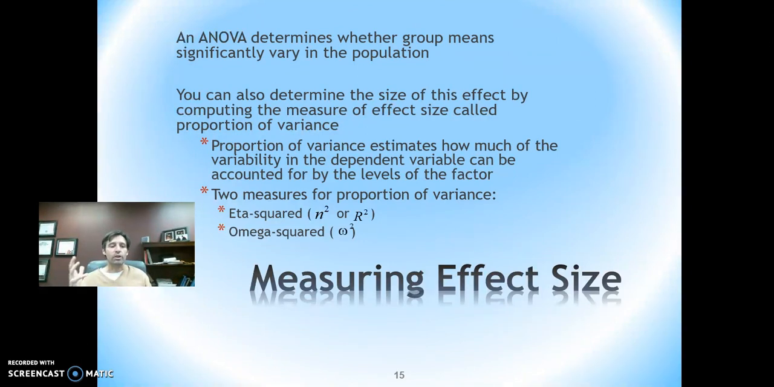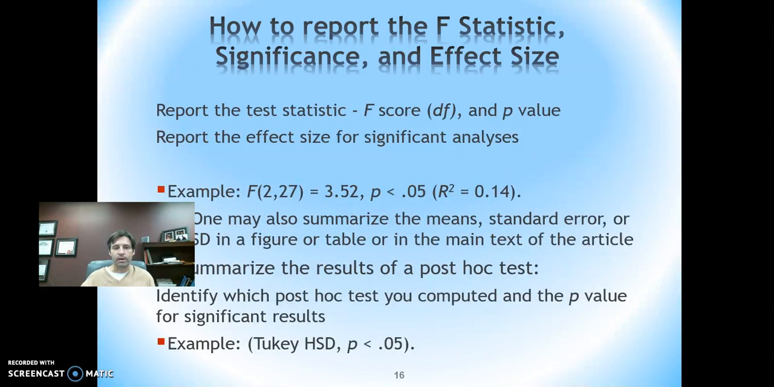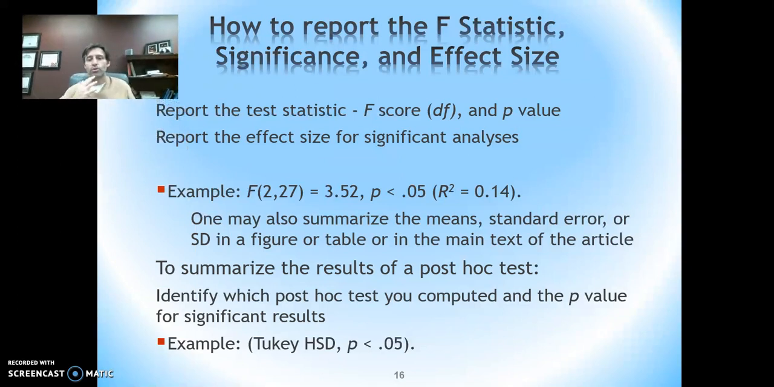ANOVA, again, is about comparing means and looking for differences. You'll also want to look for effect size. If you do find significance, you want to look for effect size. There are a couple of different measures. You can look at an eta squared measure or an omega squared measure. You'll want to report those as well when you report your results.